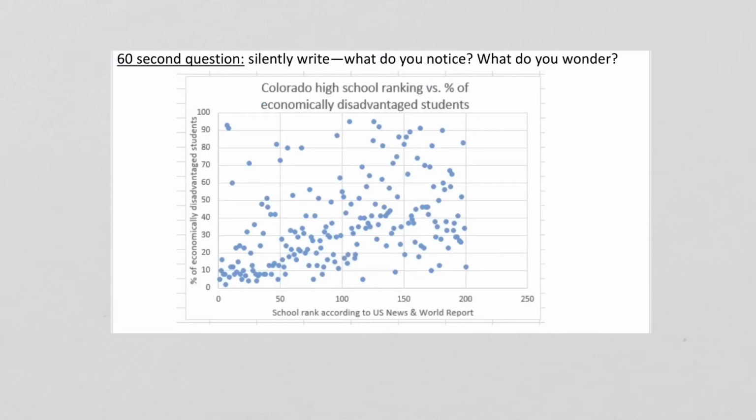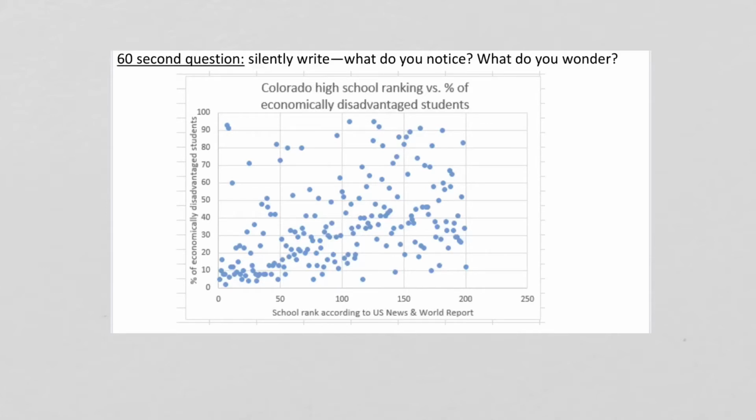So we have our first 60-second question, and how this is going to work is you're just going to pause the video and silently respond to the question. I have a nice graph here, so I want you to pause the video, read the title, read how the axes are labeled, and then just write what you notice and wonder about this graph. So go ahead and pause the video, and when you're done writing, you can unpause.